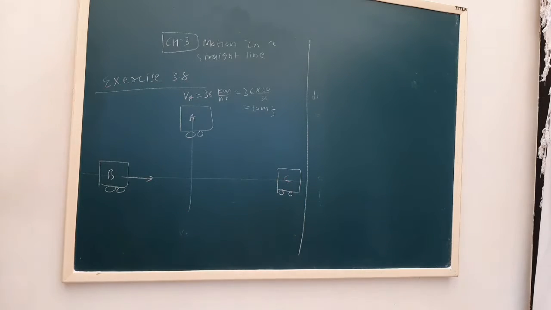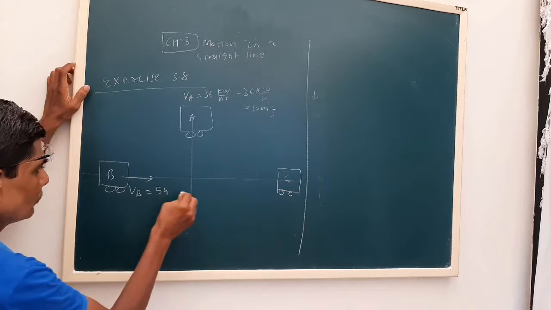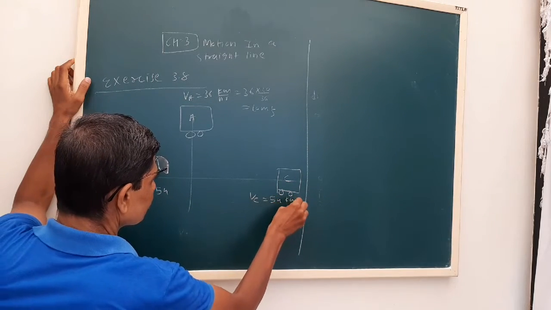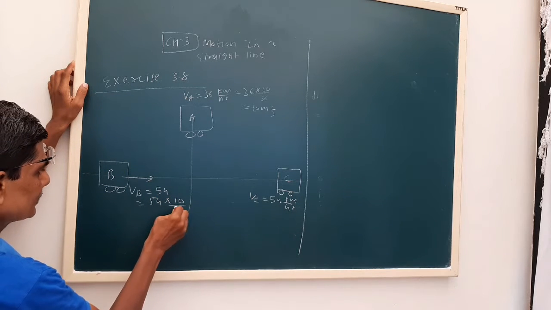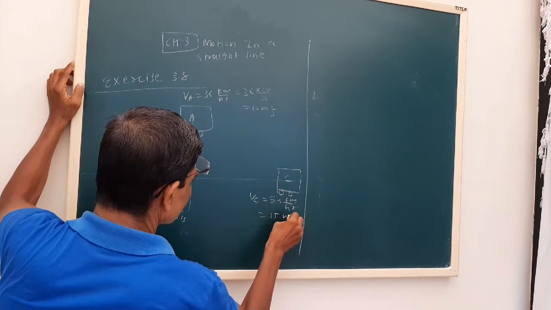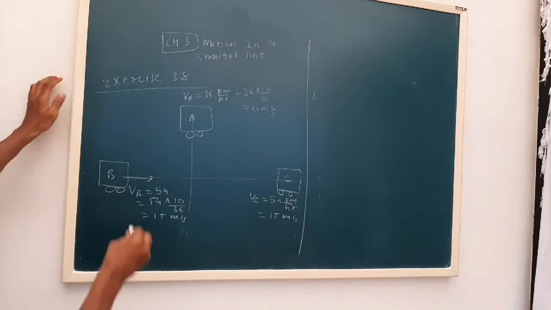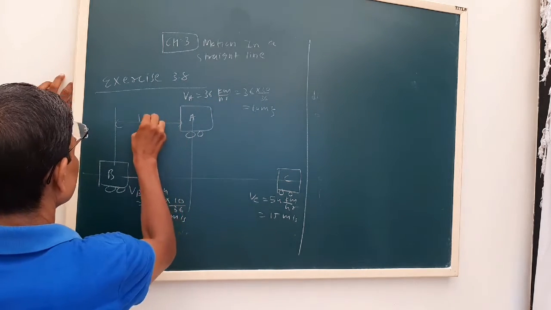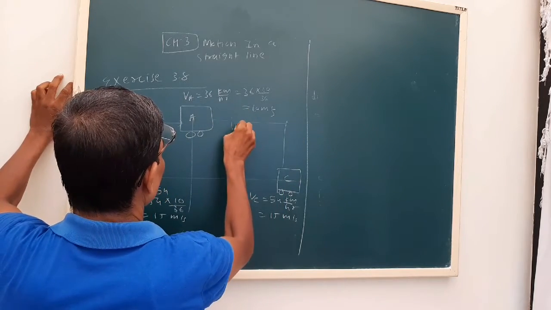Okay, with the speed of 54 km per hour. That is 54 into 10 upon 36. Okay. Now the initial distance between A and B is 1 kilometer. B and C also 1 kilometer.